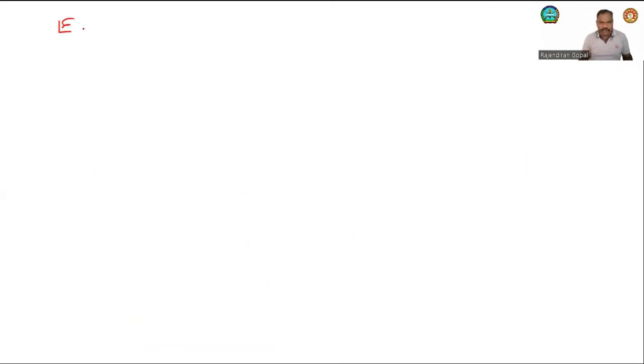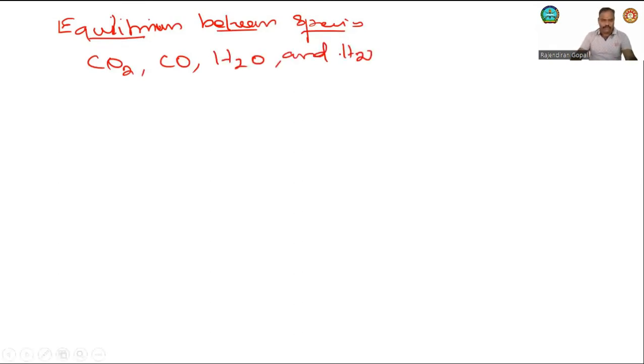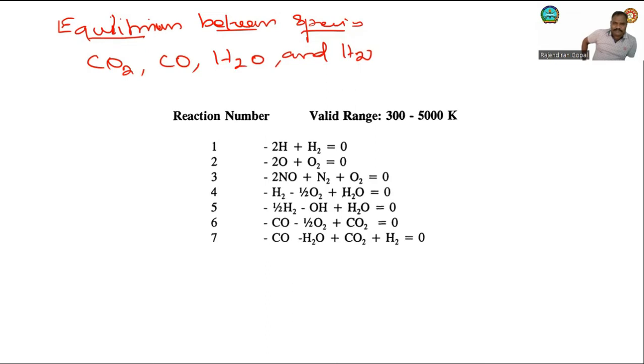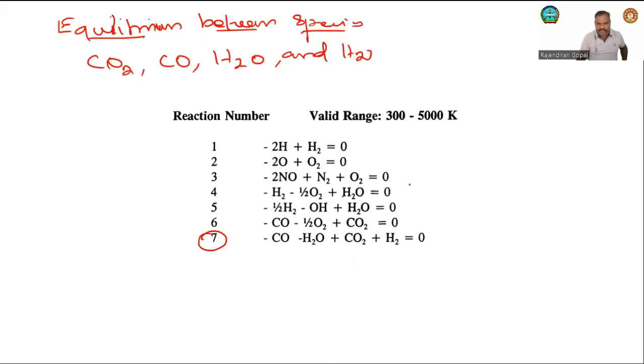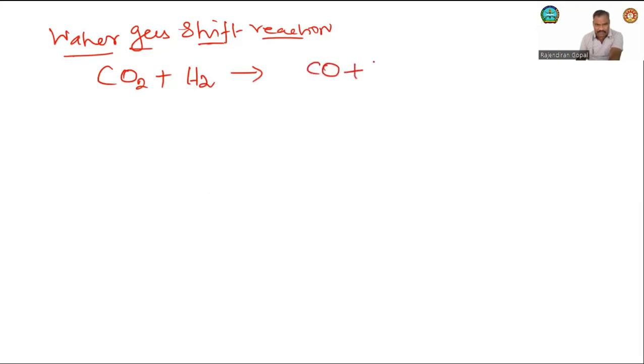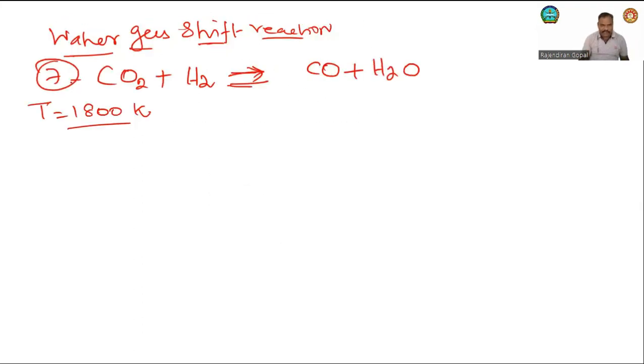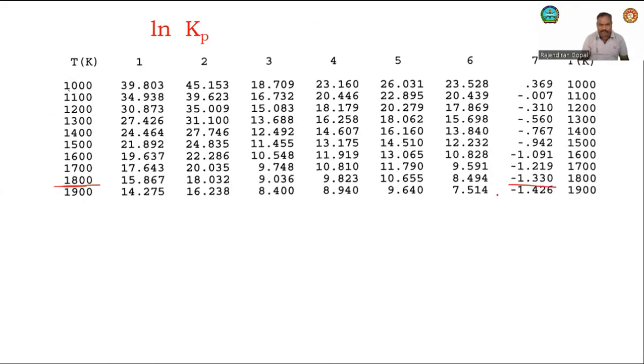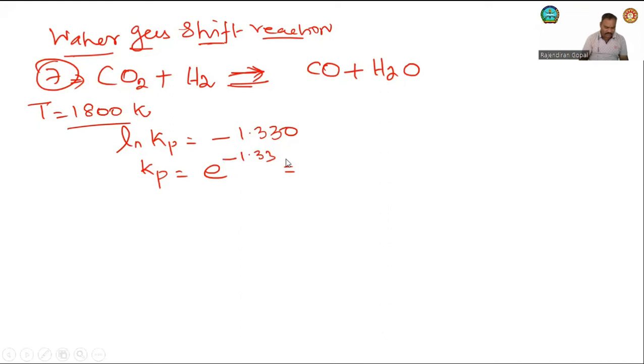Now they have given equilibrium between species. What equilibrium have they given? CO2, CO, H2O, H2. Now we will go through reactions number 1, 2, 3, 4, 5, 6, 7. Which one covers these four? Number 7, which is called the water gas shift reaction. We can write reaction number 7 as CO2 plus H2 gives CO plus H2O. The reaction happens in both directions. For reaction number 7 at 1800 Kelvin, ln Kp is equal to minus 1.330. Then Kp is equal to e power minus 1.33, which is 0.26447. We can write this as 0.2645.